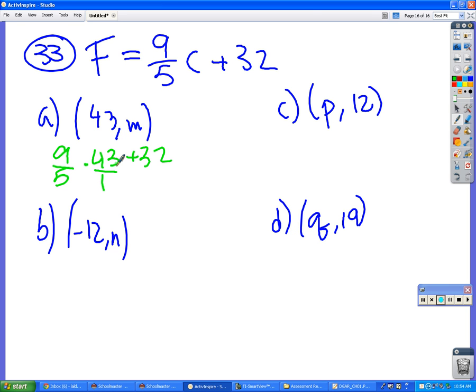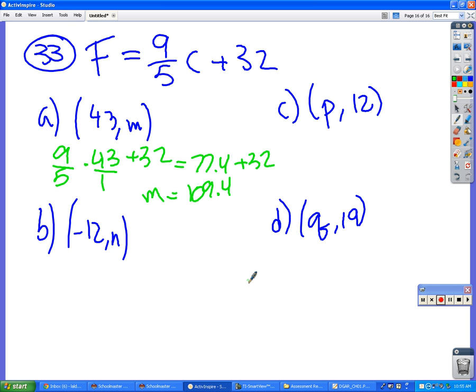Okay. So maybe this is more of a calculator problem. So if you go 43 divided by 5, you get 8.6. And then you multiply that by 9. What's 9 times 8.6? 77.4. And did you add the 32 on yet? Okay, so then we need to add 32 onto that. And if you do that, you get 109.4. Okay, so that's what F equals.